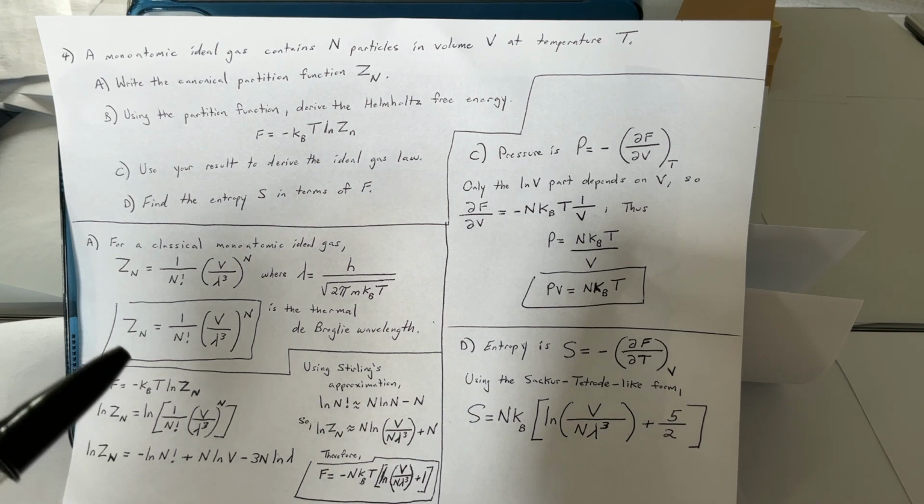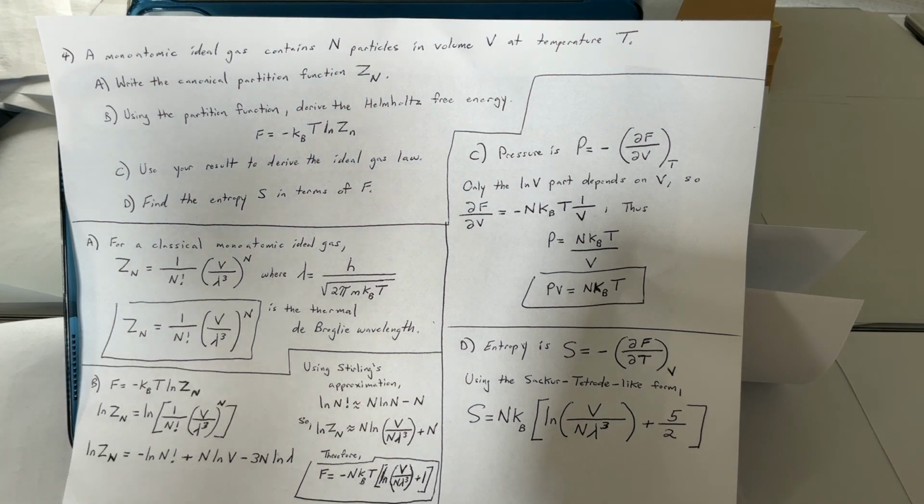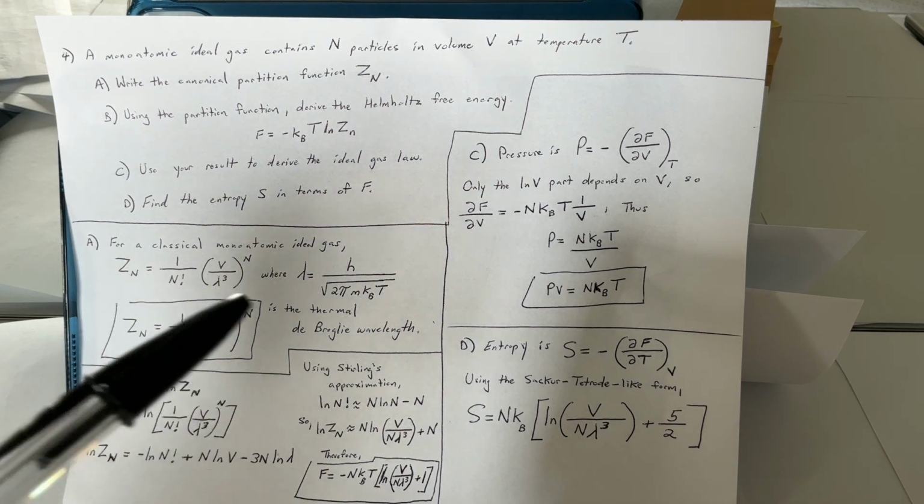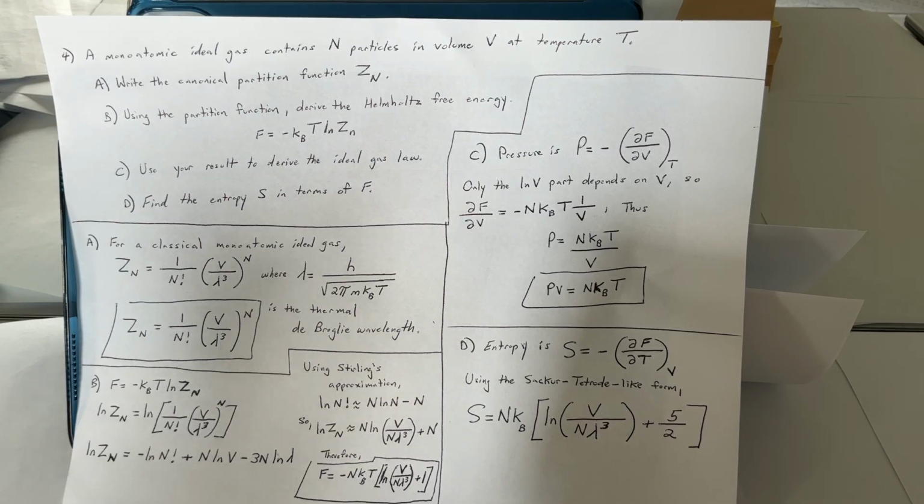Here's what we do. Well, z sub n, we're going to substitute. We know z sub n is this. So we substitute it in, natural log of that. So natural log of z sub n is this.